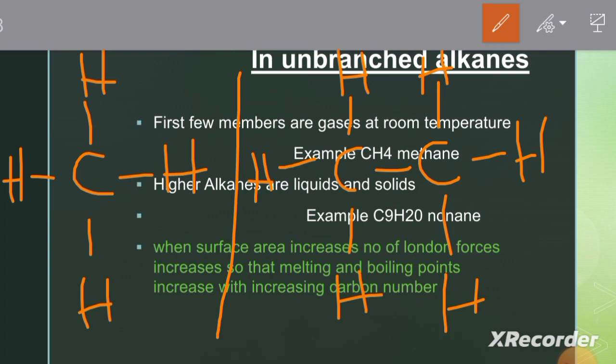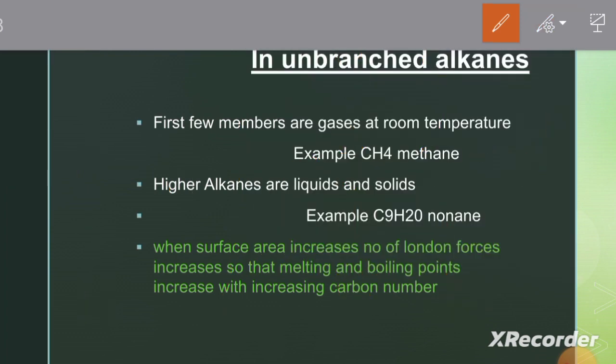Due to that, the number of London forces increases and melting points and boiling points increase, making that the reason the first few members of alkanes are gases at room temperature, for example methane, and higher alkanes are liquids and solids, for example nonane is a liquid at room temperature. When surface area increases, the number of London forces increases, so that melting and boiling points increase with increasing carbon number.